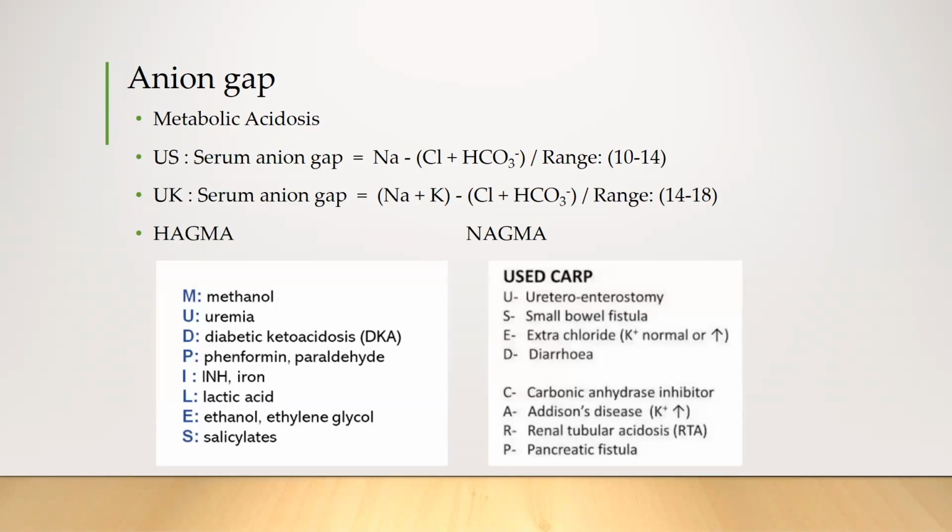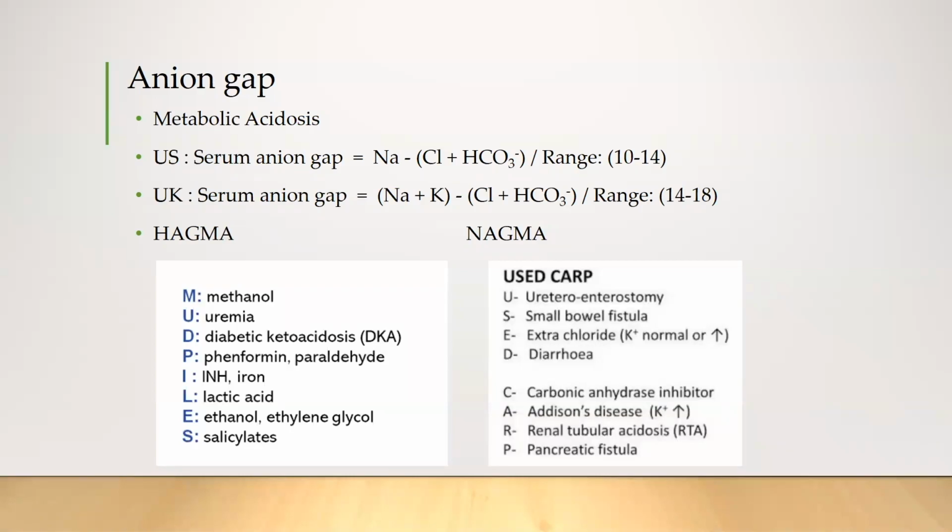So basically, we use the anion gap when a patient has metabolic acidosis to determine whether it's a high anion gap or a normal anion gap metabolic acidosis. This can help us guide our investigation and medication. There are two formulas for anion gap. Number one is the US one, just sodium minus chloride and bicarb. Range is 10 to 14. However, for the UK one, we include the potassium. So the range would be 14 to 18. It's just a difference of 4 actually.